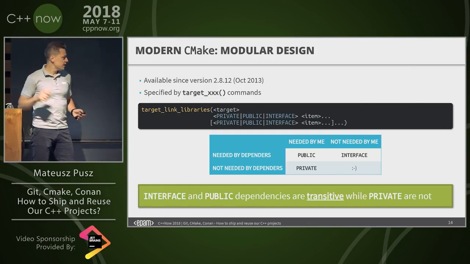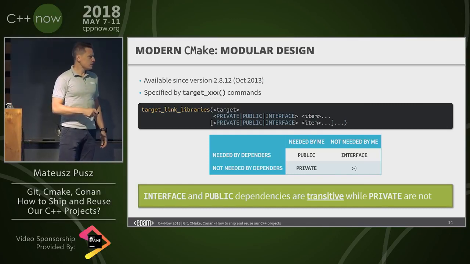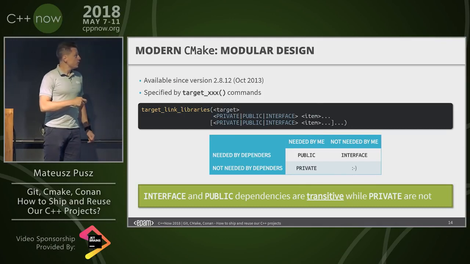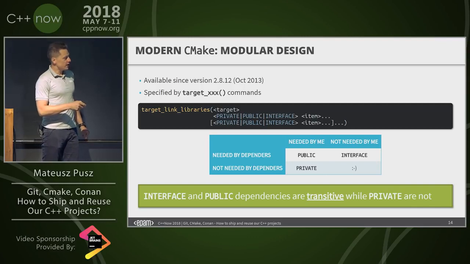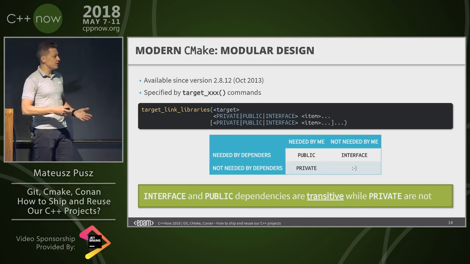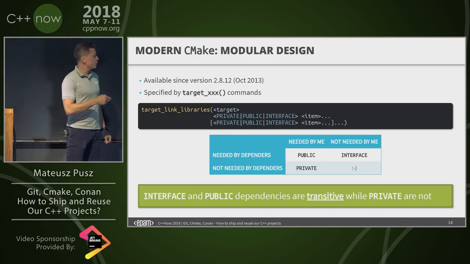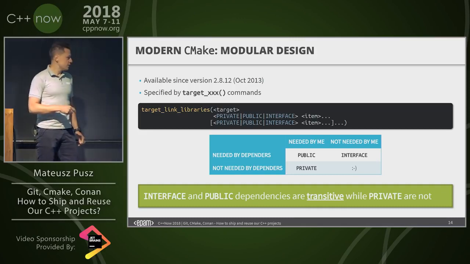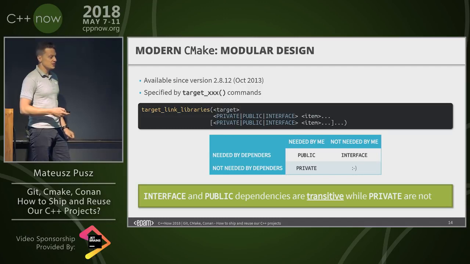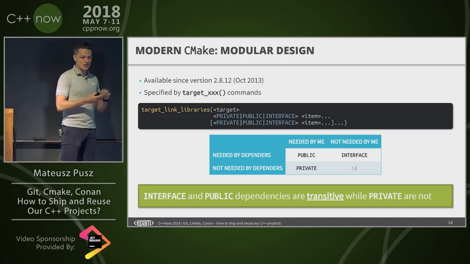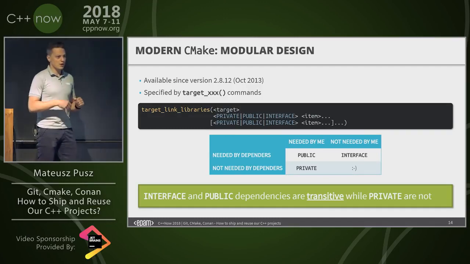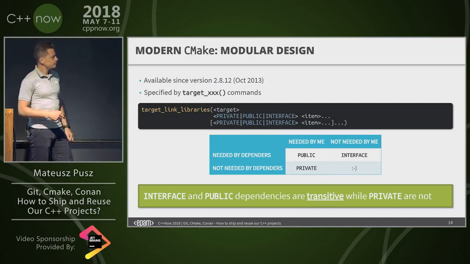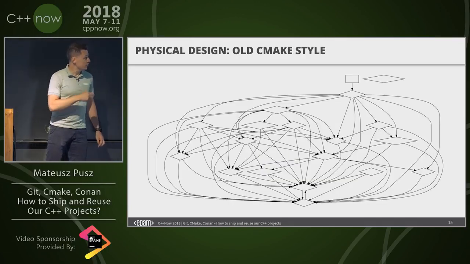What's important here is that interface and public dependencies are transitive, while private are not. What I mean by that is that if you provide something here in a library, and it has some library to link, and it has some flags and properties set, and they were public, this one will also have them in its interface for interface and public. Thanks to that, it makes CMake code much simpler, much easier, much shorter, because you don't have to remember about dependencies all the way. I will show you an example here on the graph.